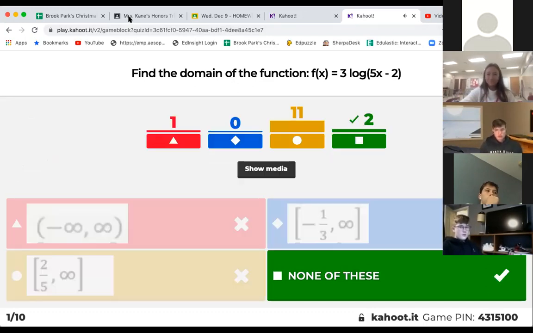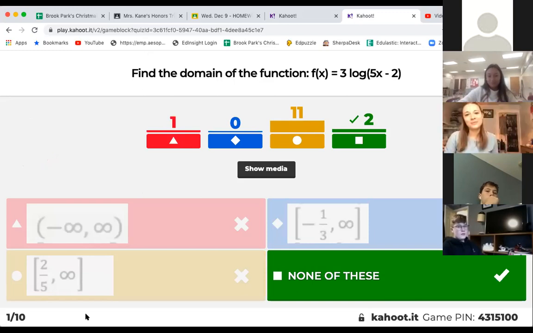Oh, Miss Carp, this is a tricky one. So does anybody know why letter C is not the domain? What do you notice in the notation of that domain that's given? Is it because there's not a parenthesis? It's a bracket. Yeah, it's a bracket. Jack, what should it be? 2/5 to infinity, but not including the 2/5. Exactly, because that's where your asymptote is.